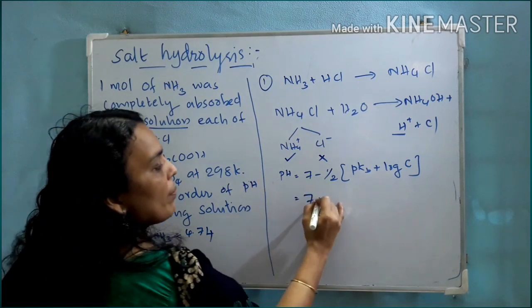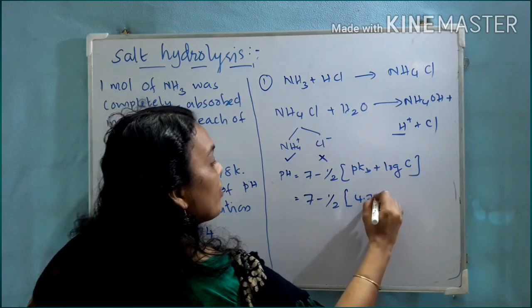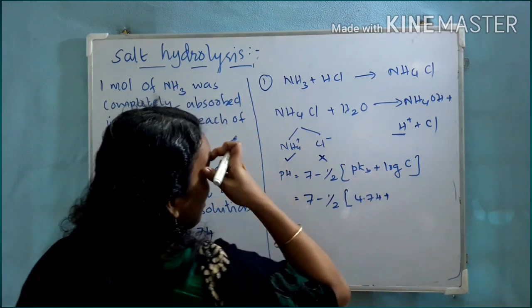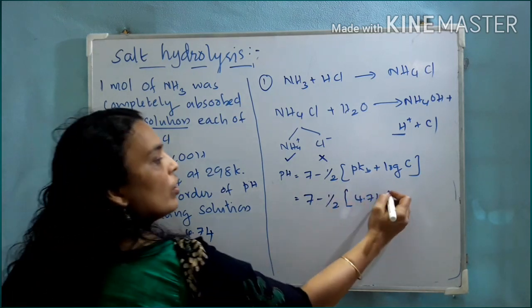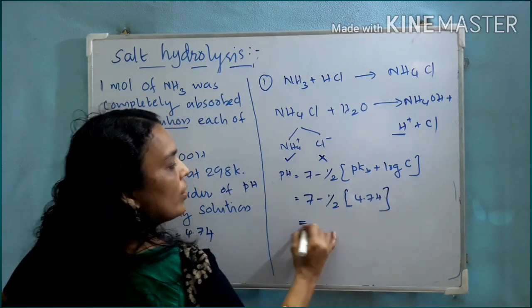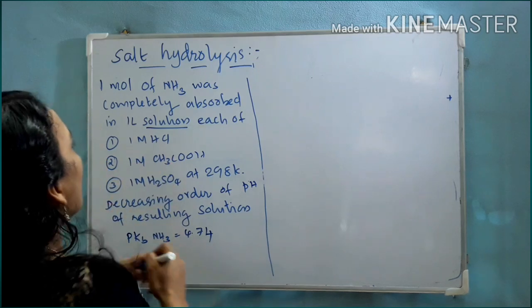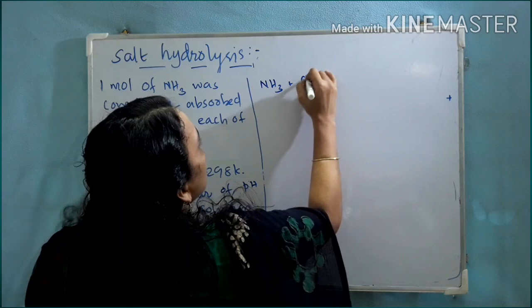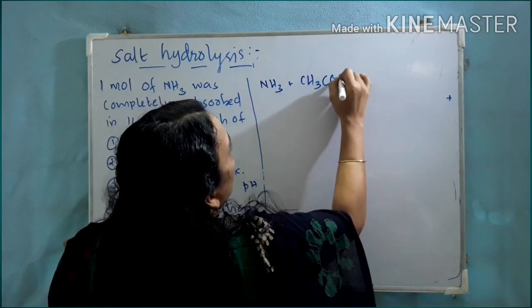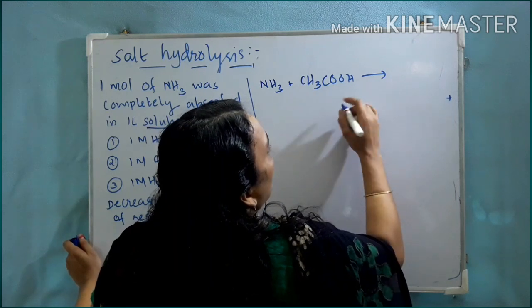That is equal to 7 minus half of 4.74 plus log C, where C is the concentration, 1 mole. So log 1 is 0. So that is less than 7. Then come to the next example, 1 molar acetic acid. Ammonia is reacting with the acetic acid to form ammonium acetate.